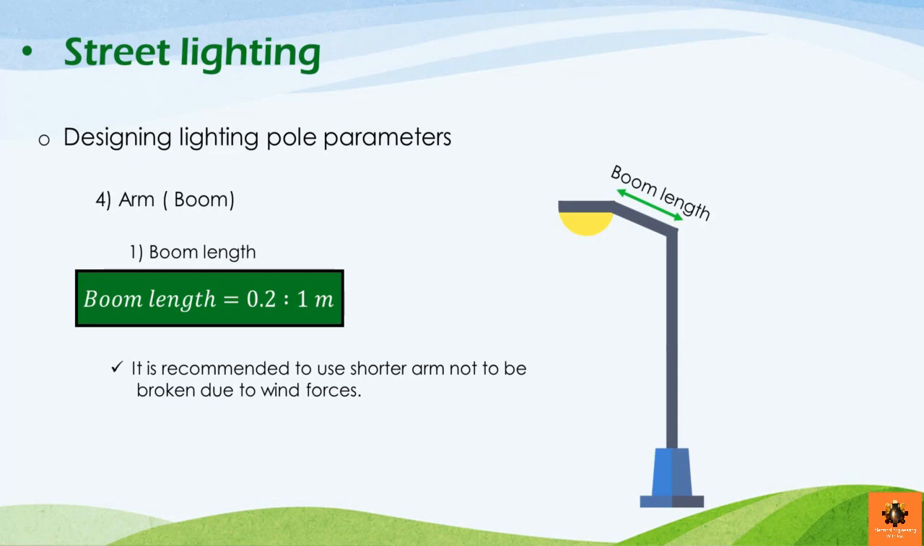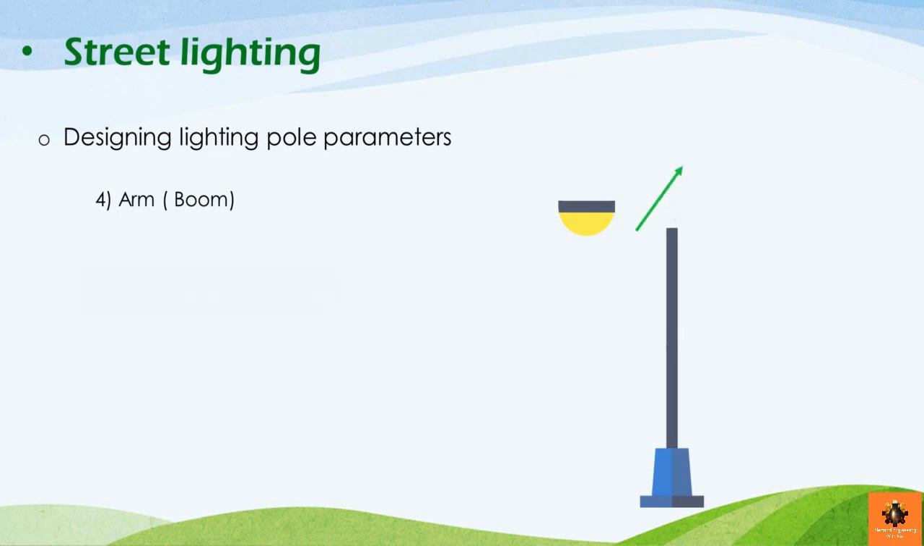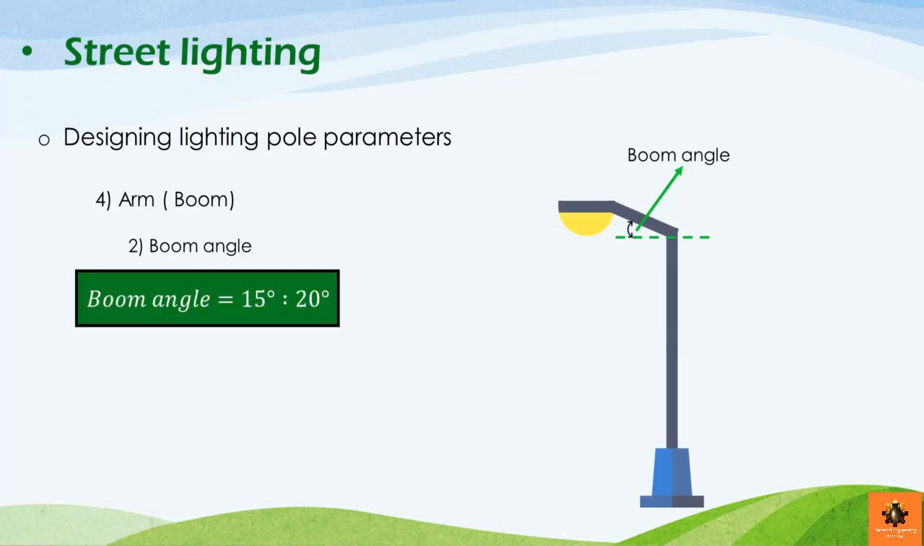Very good. Now the second factor related to the arm or the boom is the boom angle. The boom angle is the angle that the boom makes with the horizontal axis, which is this angle here. And this boom angle has a standard or ideal value that ranges from 15 degrees till 20 degrees. So that's for the ideal boom angle. But this angle can increase to have a maximum value of 45 degrees.